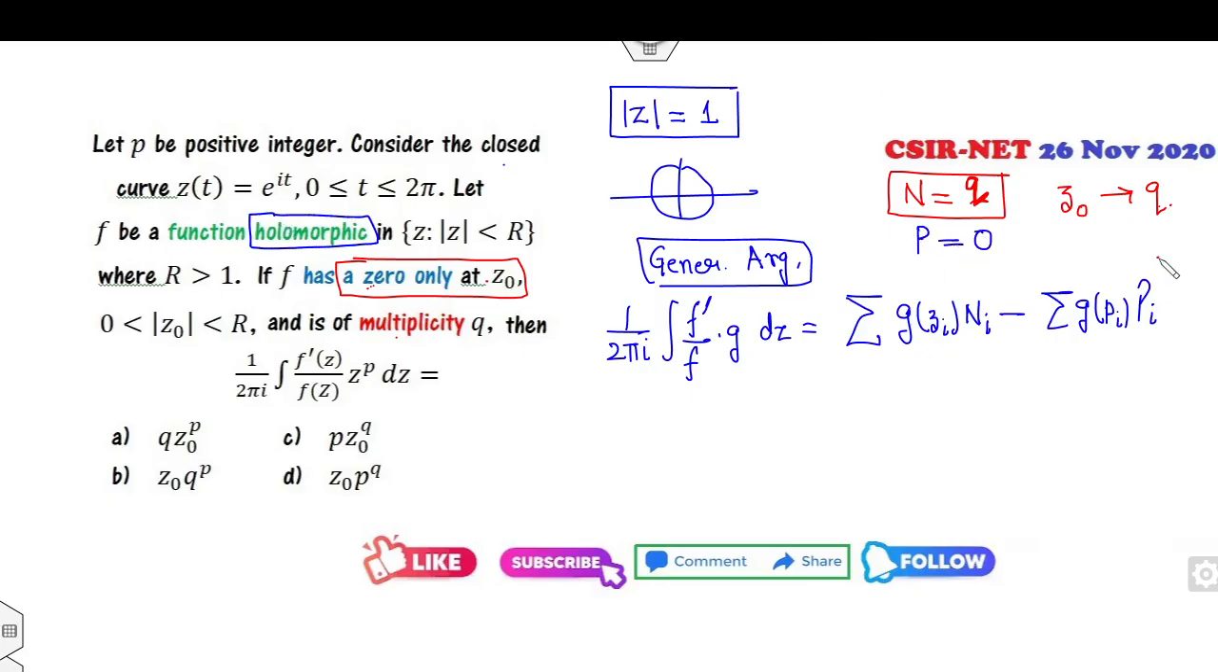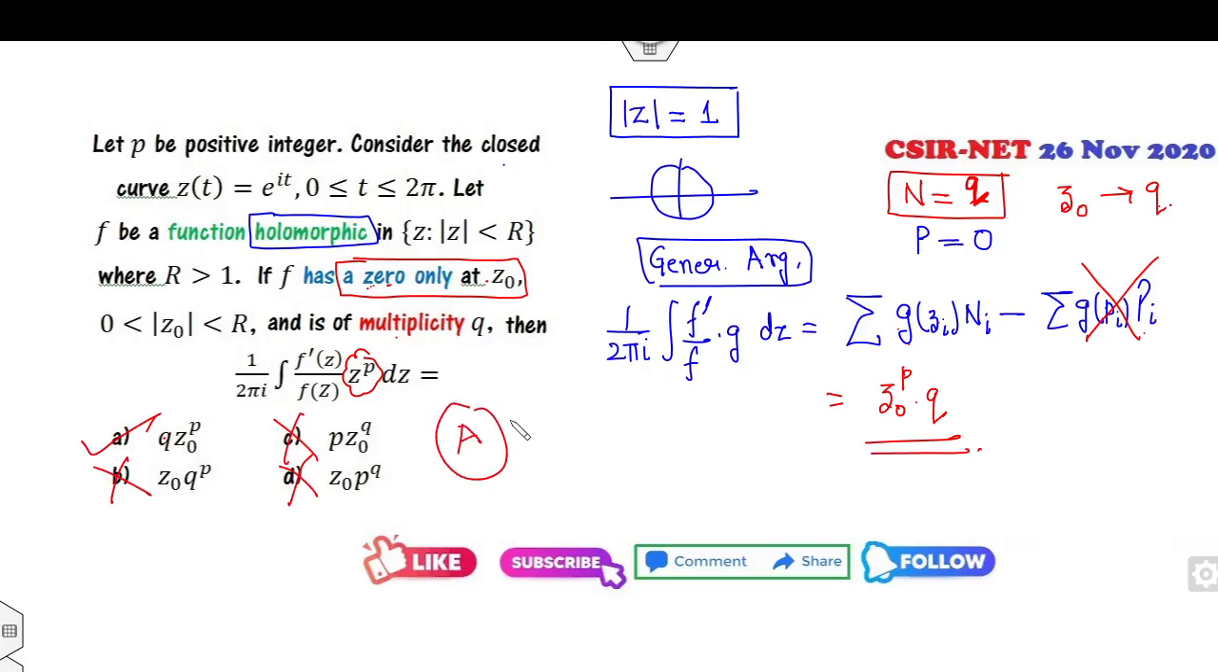I can substitute the values. The number of poles is 0, and this is the only zero. So what is g? If you compare them, g is z at the point z0, and the number of zeros is q. So the answer is q into z0 raised to power p, which is the right answer of the problem.